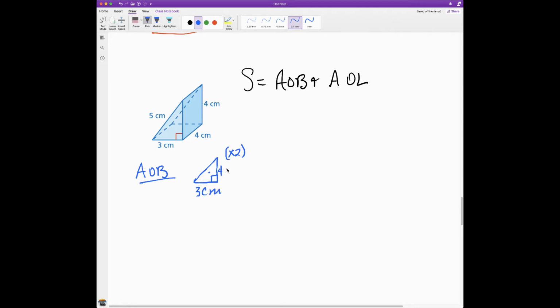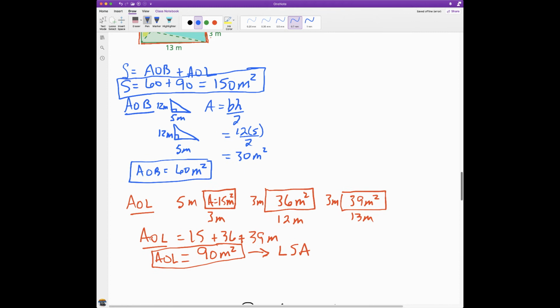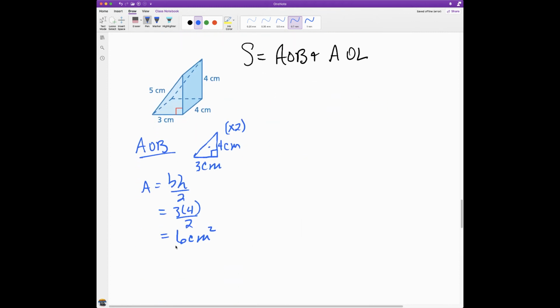So the base of this triangle is 3, the height is 4, and that's centimeters, not meters, 4 centimeters. So area equals base times height over 2. That's for a triangle. 3 times 4 over 2, which gives me 12 divided by 2, which is 6 centimeters squared. And I have 2 of these triangles, so I multiply that by 2. So the area of my bases is 12 centimeters squared. So far, I'm doing good. I got this part.